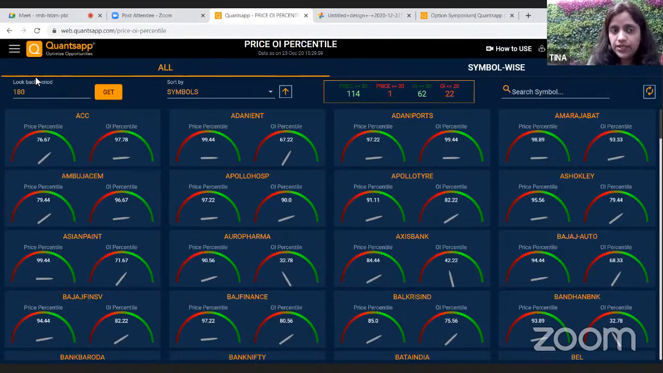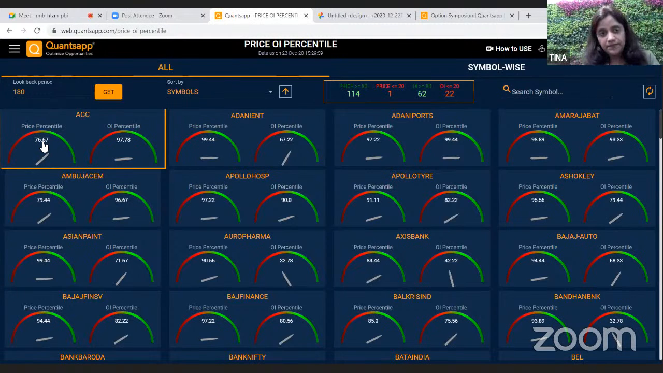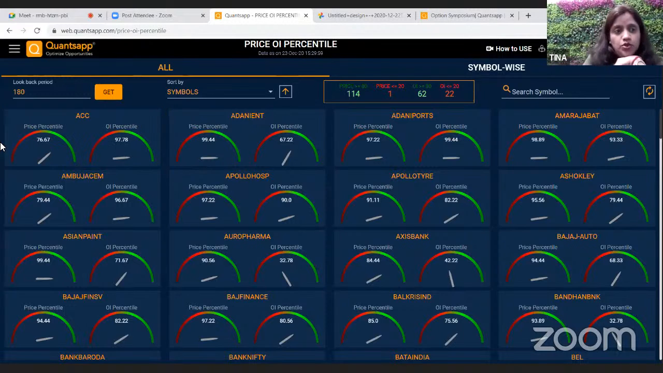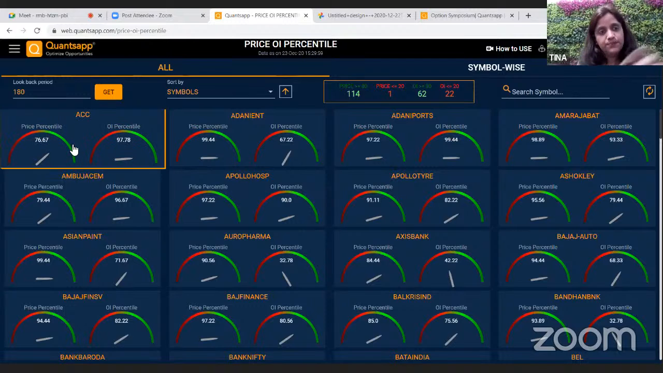So if I say 180 look back period, in case of the last 180 data points, how many data points do we see that the price is below the current prevailing price? Similarly, how many data points are we seeing where the OI is below the current prevailing OI? Okay, so you have a price percentile, you have an OI percentile. So you have the speedometer which tells you the strength.